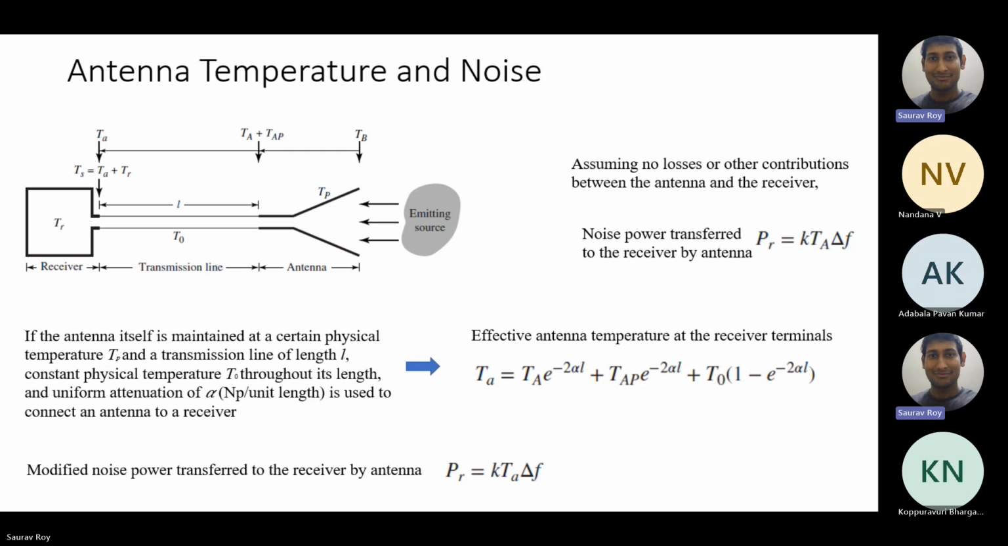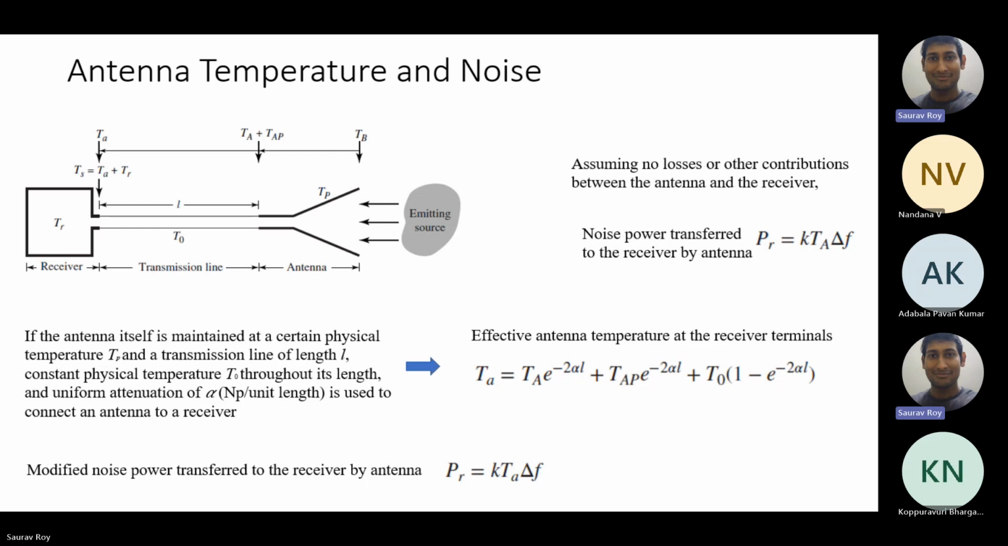So the formula says the noise power transferred to the receiver is given by KTA del F. Del F is the bandwidth of the antenna. So that much noise power will be transferred to the receiver by the antenna. But because they are at different temperatures, the calculation of TA is not so easy. You have to calculate it as the second equation.